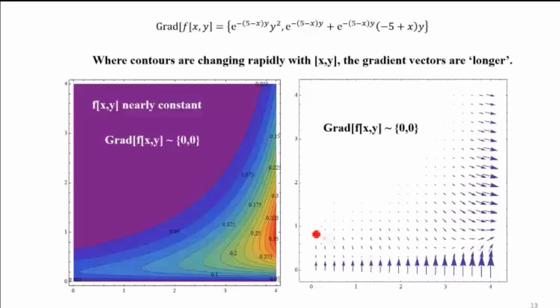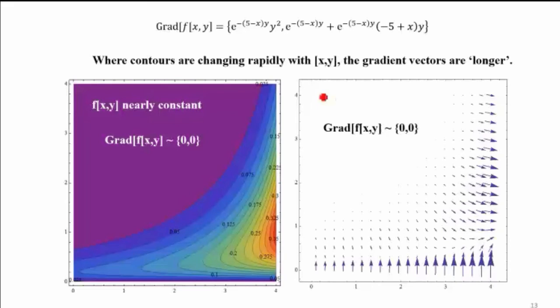So that's the relationship then between the rate of change of the function, which gives you rapidly changed contours, which gives you big arrows, versus very little change up here and very little presence of any vectors because they're so small.